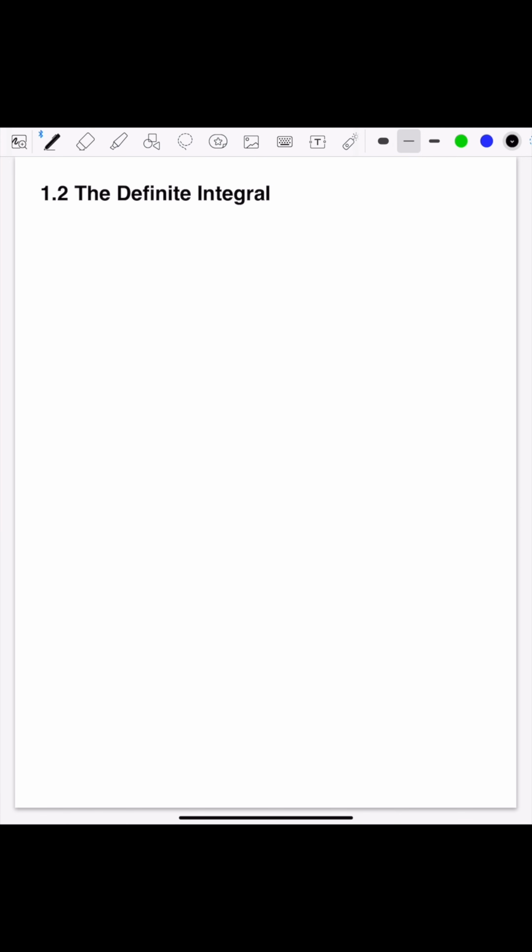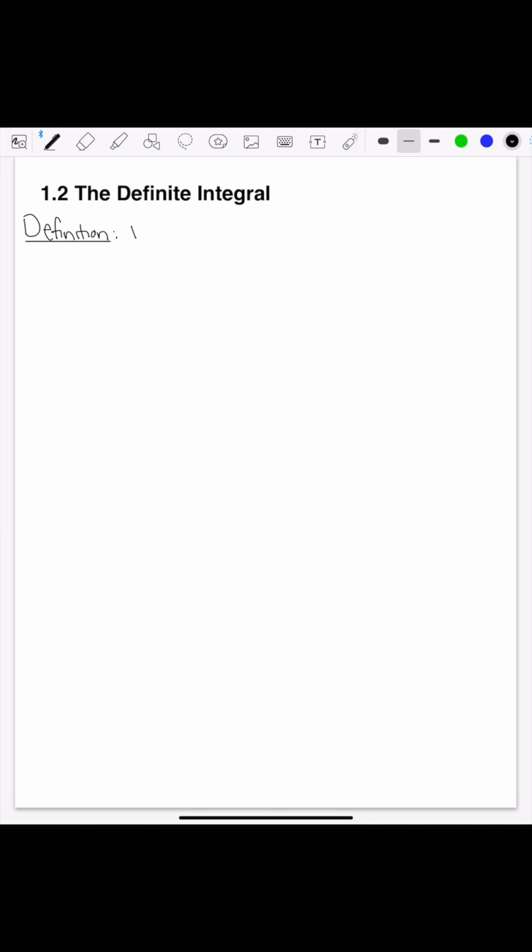In this video we'll move on to section 1.2, which is going to be all about the definite integral, and we'll also talk a little bit about areas again. First, I'm going to start off with the formal definition of a definite integral. So there's two types of integral, definite integrals and indefinite integrals.